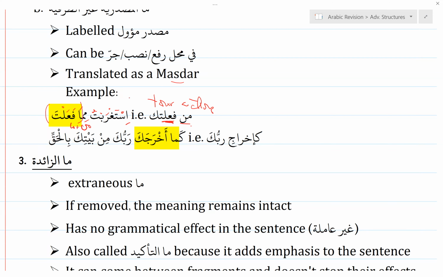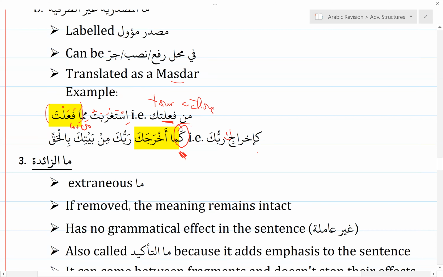Or it comes in the Quran, كما أخرجك ربك من بيتك بالحق. كما أخرجك. So this kind of masdar, by the way, another important tip is that it normally comes with ka. So if you see ka before ma, most likely it's going to be ma masdariya. Okay, so that's an important tip. So كما أخرجك, it's like saying كإخراج ربك.